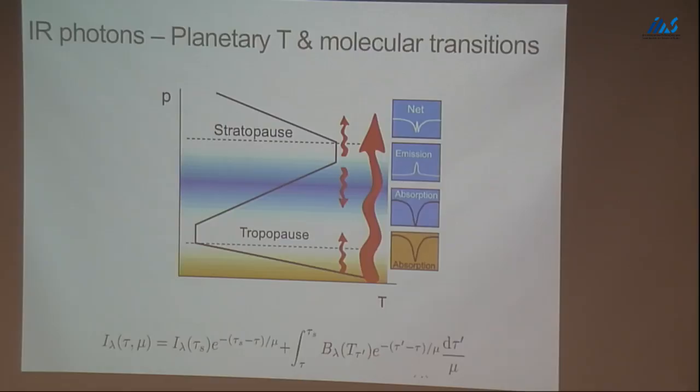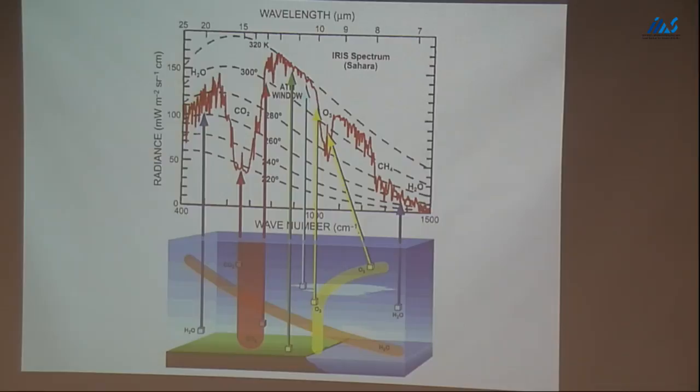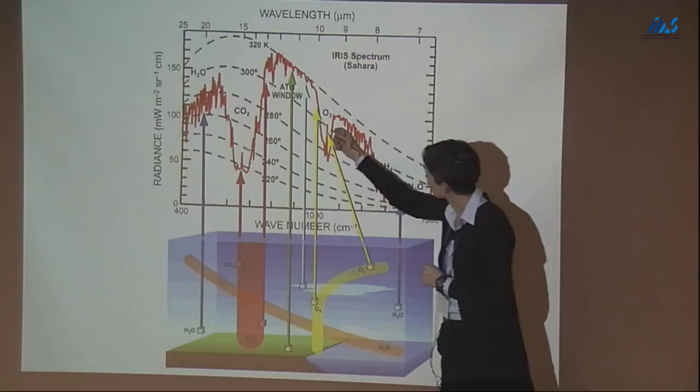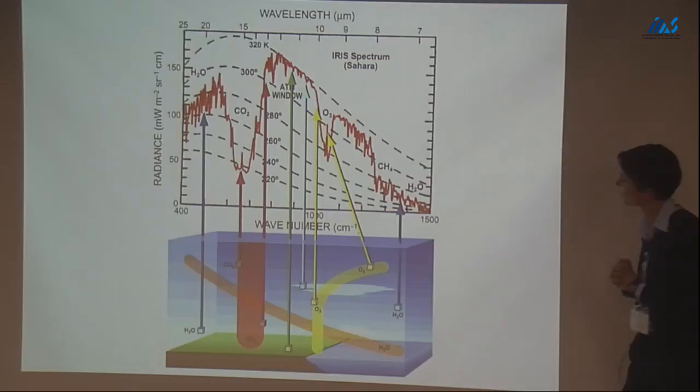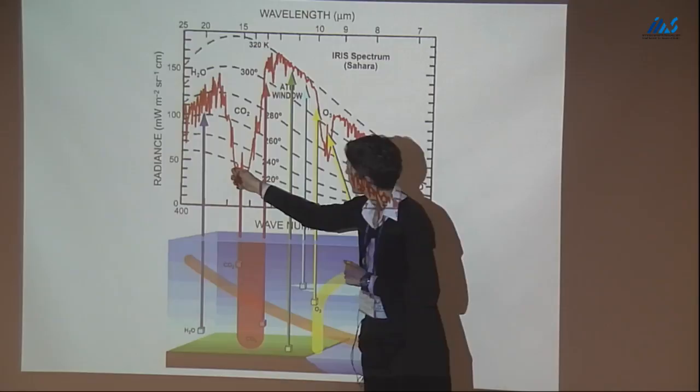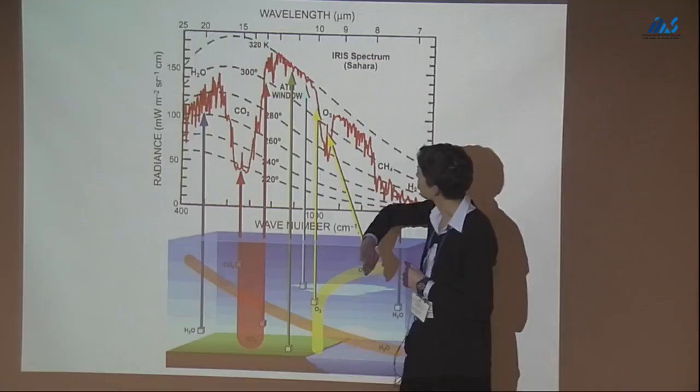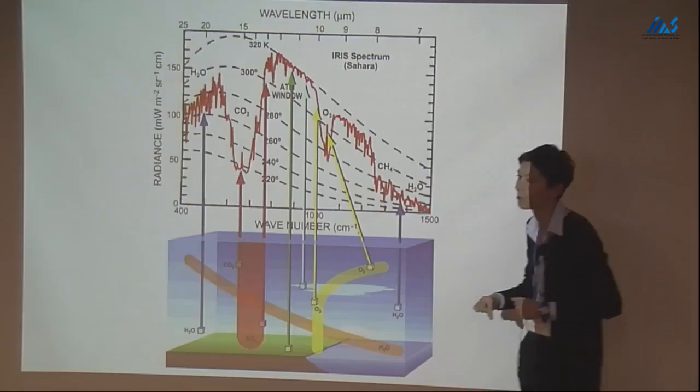So let's have a look at an example of a spectrum in the infrared for the Earth. As you can see in the infrared, we can see many molecules absorbing in the Earth's atmosphere. Let's focus for a second on the CO2 and the ozone. Do you think that the spectral features for CO2 and this one for ozone say something about the thermal profile? Do you think the molecule is in emission or absorption?